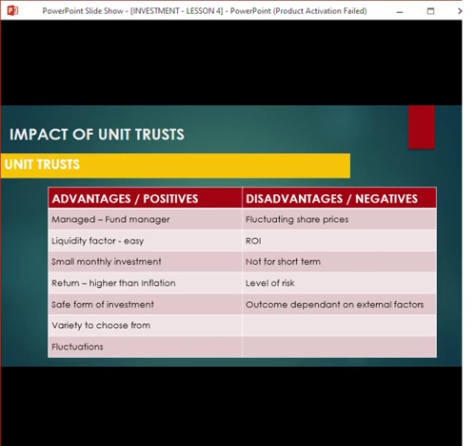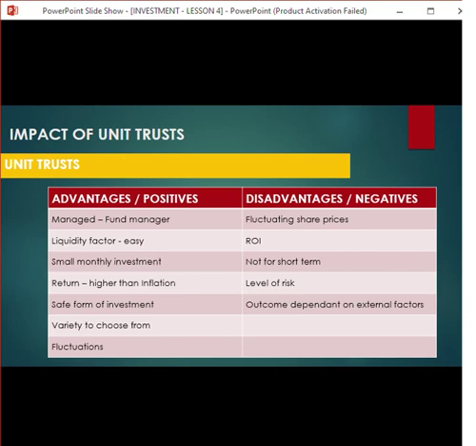Then another point is the outcome is dependent on external factors. What I mean with that is if blue chip companies, if their growth or if their company is not performing well, then the unit trust's growth will also be affected, and therefore your returns will be affected.